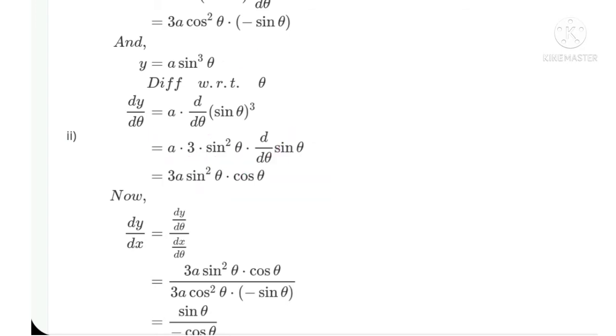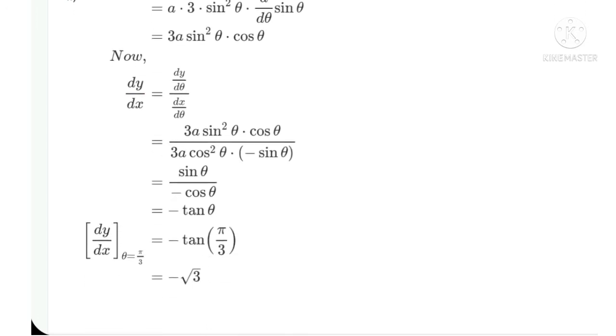Okay. So we have to find dy by dx. So write the formula dy by dx is equal to dy by d theta upon dx by d theta. Put the value of dy by d theta and put the value of dx by d theta. See here, 3a gets cancelled, then 1 cos gets cancelled, 1 sin is cancelled. So what remains? Minus sign is there and sin theta upon cos theta. And sin theta upon cos theta is nothing but tan theta. So lastly we get dy by dx is equal to minus tan theta.